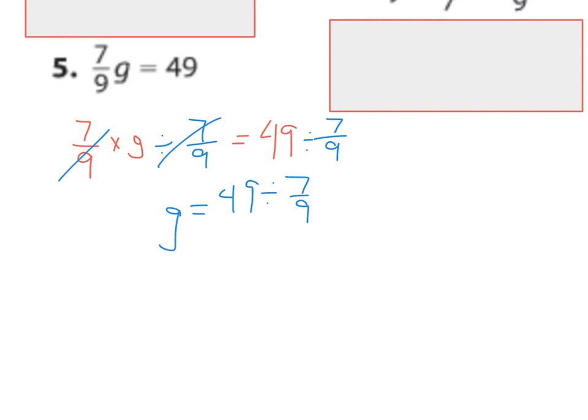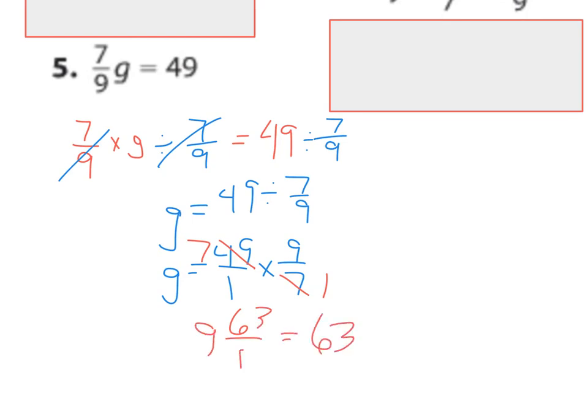divided by 7/9. I know that's actually g equals 49 wholes times 9/7, multiplying by the reciprocal. Luckily, we can simplify here, dividing both of these by 7, and then multiplying across, getting 63 wholes, or 63. G equals 63. Moving on in 3, 2, 1.